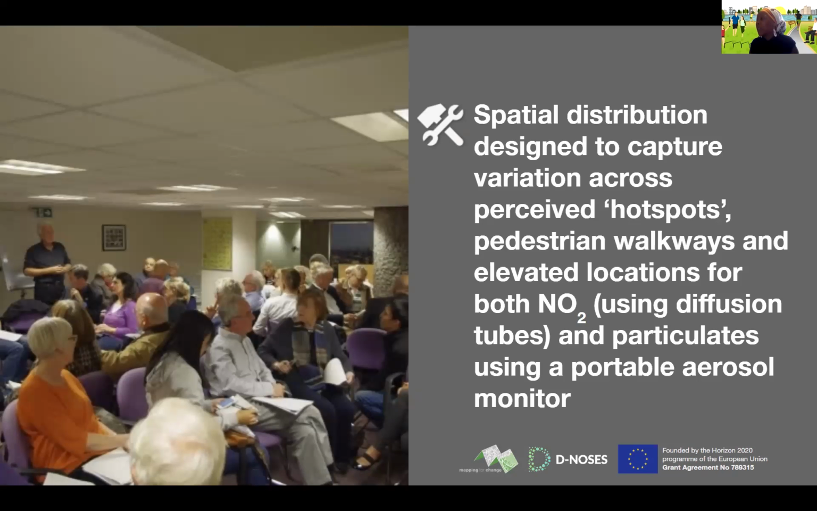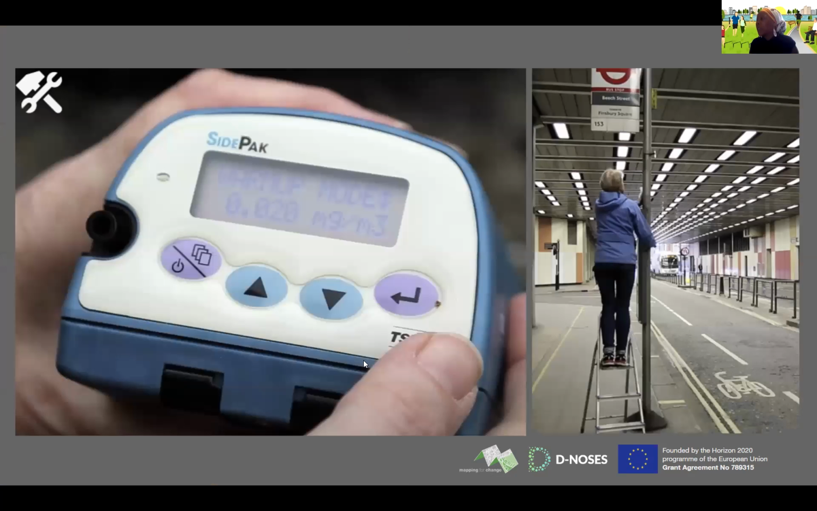So the community used diffusion tubes to monitor nitrogen dioxide, and a portable aerosol monitor to look at particulates. They looked at areas that they were particularly concerned about or perceived hotspots within the City of London, but also monitored areas which at that time were perceived to have lower levels of pollution. So we designed the survey and the data collection protocol based on those two aspects.